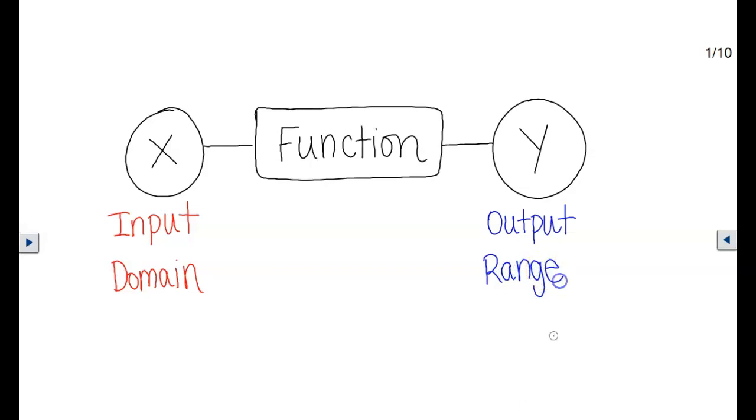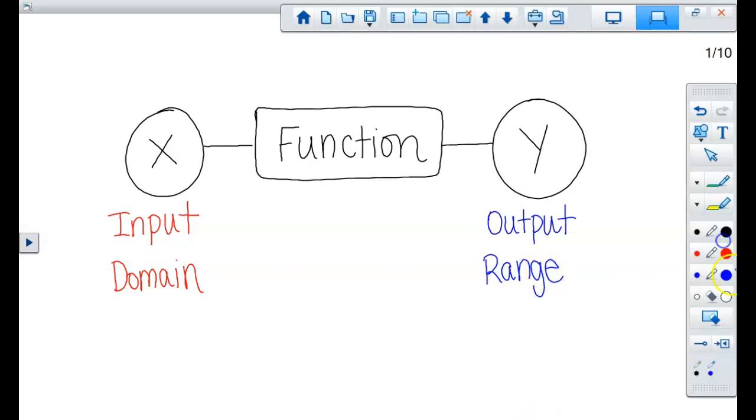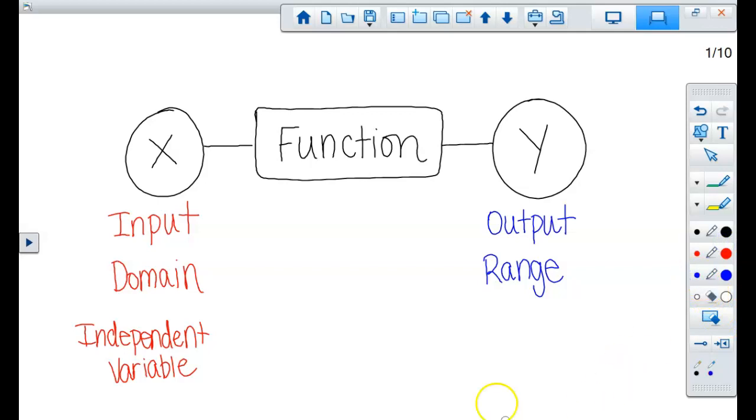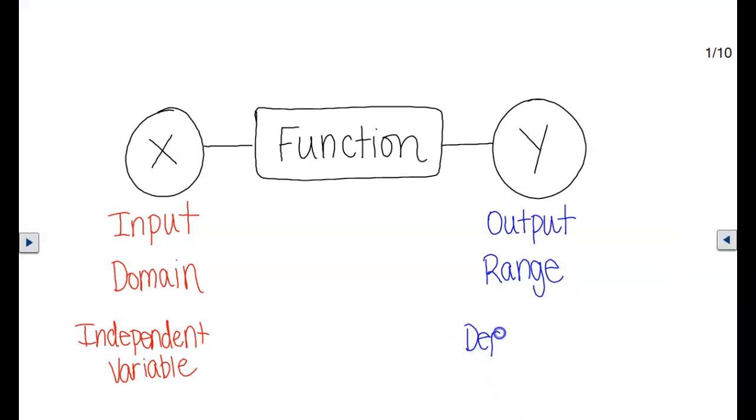Now, he didn't mention this in the video, but here is a little more terminology that we could introduce. X would be called the independent variable. It's the one you have some control over. But then the function takes that x value and connects it to a certain y value. So that makes y the dependent variable. So there is a little extra vocabulary that wasn't mentioned in the video.